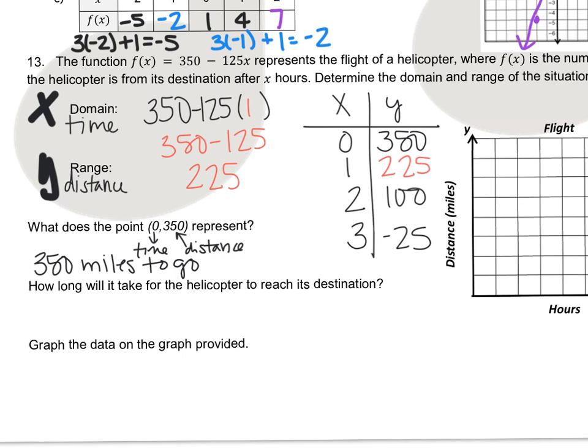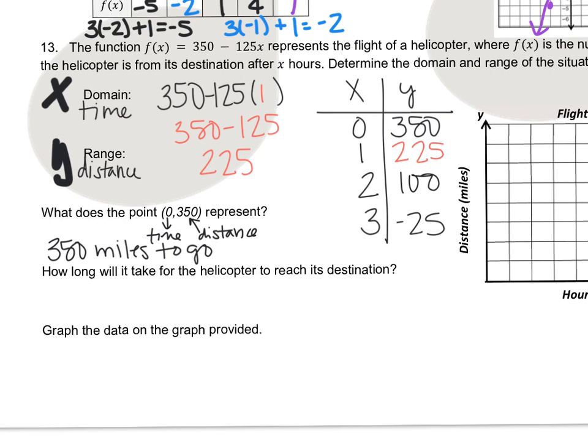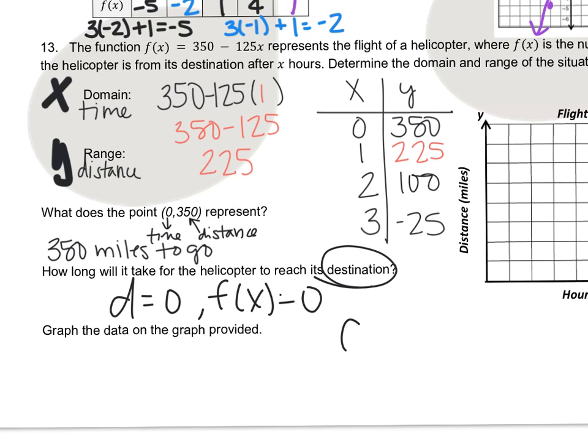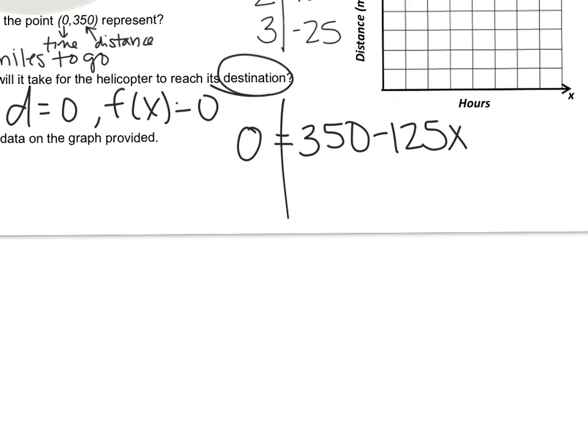So to figure out when we actually hit the ground, if we're trying to figure out when it reaches its destination, that means that our distance is going to equal 0. In this case, that's f of x is going to equal 0. So if we plug in 0 for that, 0 equals 350 minus 125x. We can solve this for x. So we can move the 350 to the other side. Let's label our sides, x's, and everything else.